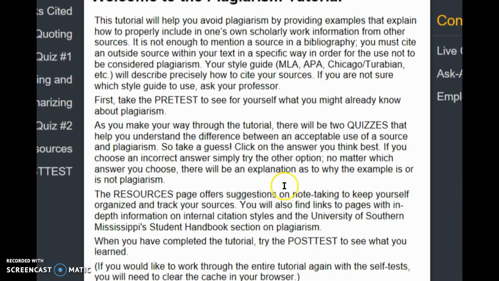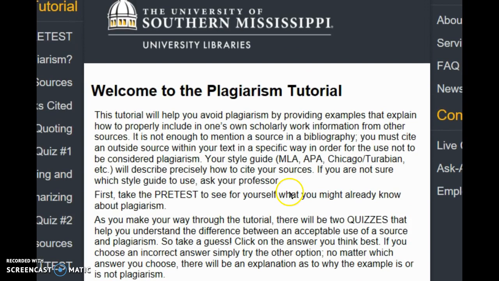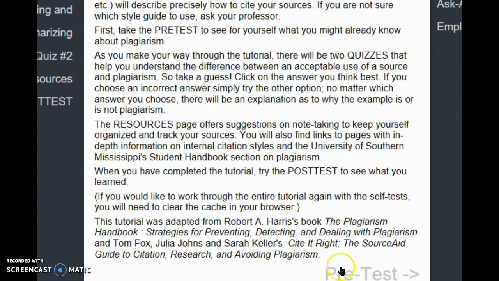So this is the University of Southern Mississippi's plagiarism tutorial page. I just really like this one. I think it does a nice job. It'll note here that as you make your way through the tutorial, there'll be 2 quizzes that help you understand the difference between acceptable use of a source and plagiarism. The pretest link is right here. Go ahead and hit it.